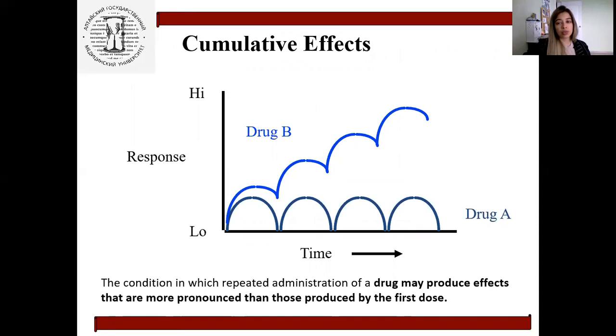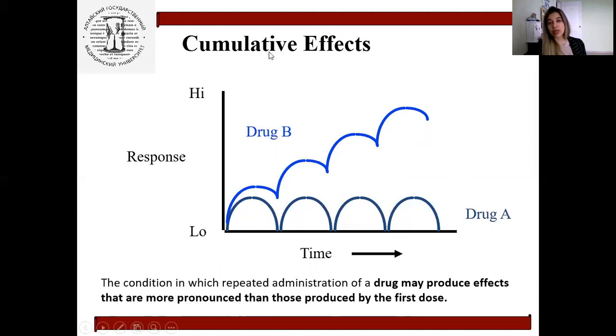What else can there be? We can also have some cumulative effect of the drug. When you administrate the same drug in a normal situation, what happens? Low effect to high effect. When you give the same dose, firstly it affects well, but after some time it decreases. Then you give again the same dose, again the same effect. But some drugs may produce effects that are more pronounced than those produced by the first dose. You see, firstly you have one effect, but on the second day you already have more effect, and more and more and more. Why does that happen?